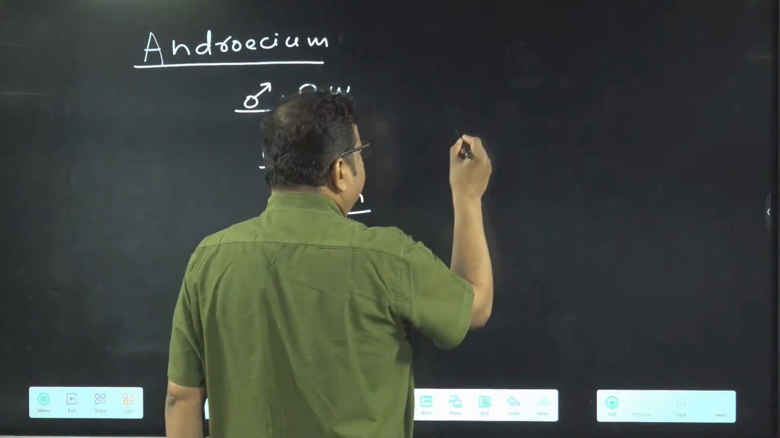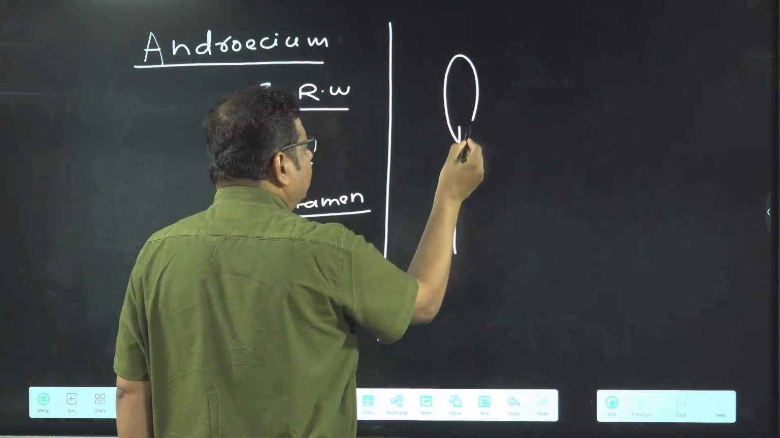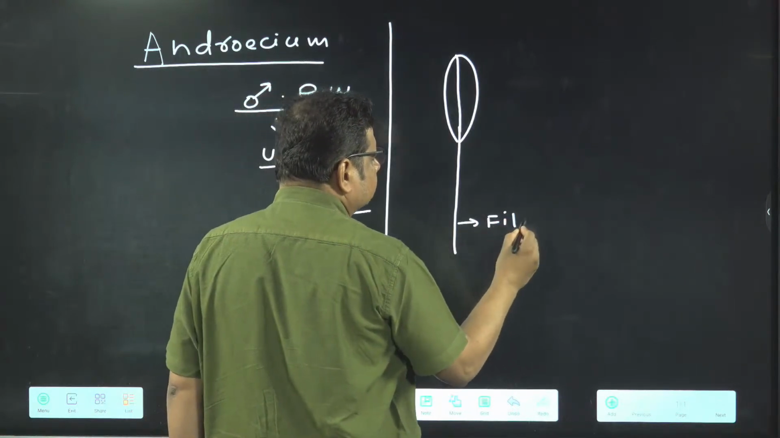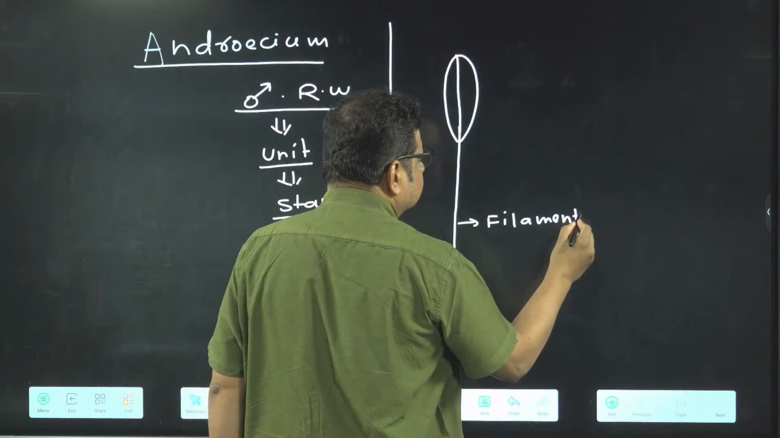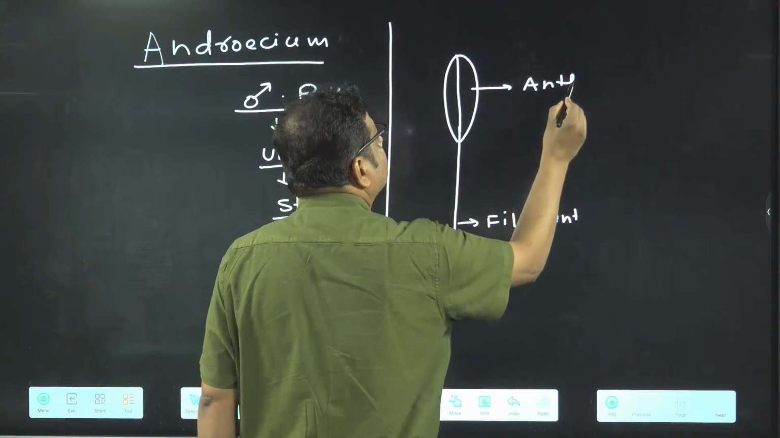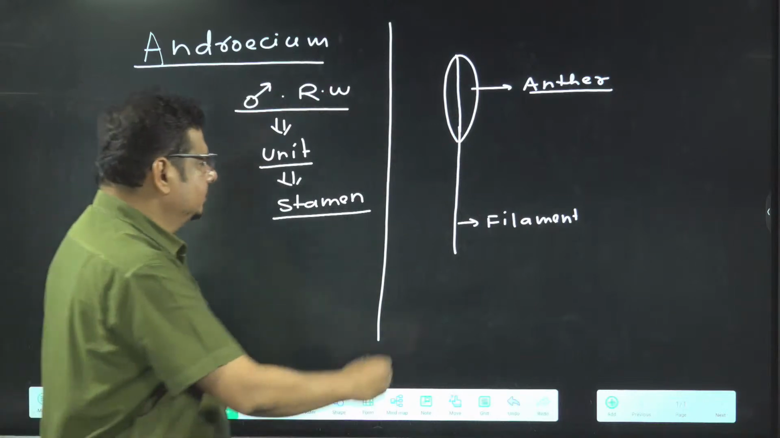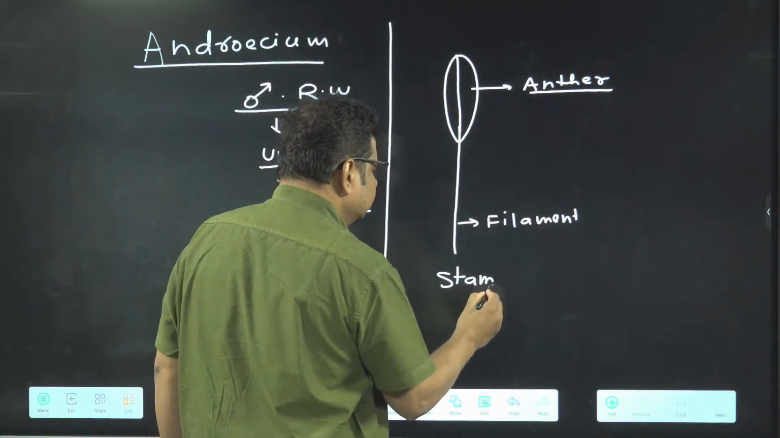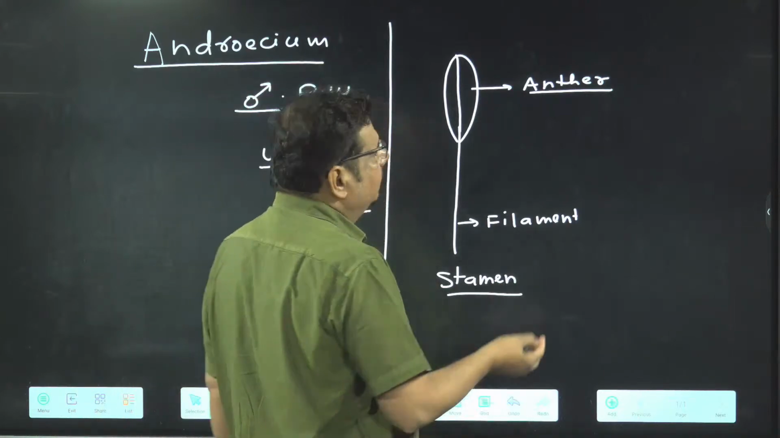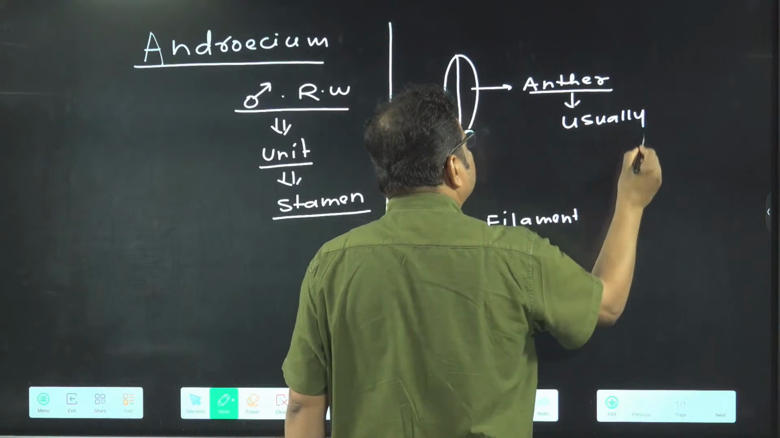If we draw a typical structure of a stamen, what do we find? It has a filament, and this swollen, pinhead-like part is called the anther. Filament and anther are the two components in a stamen. A typical anther is usually bilobed, mostly bilobed.